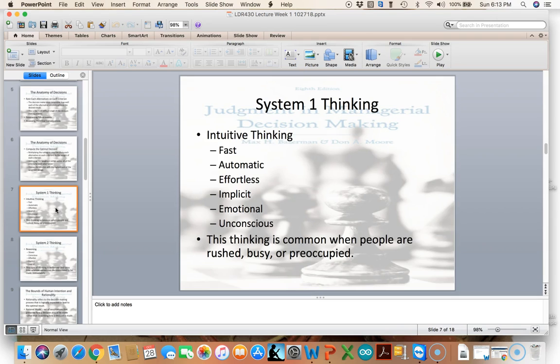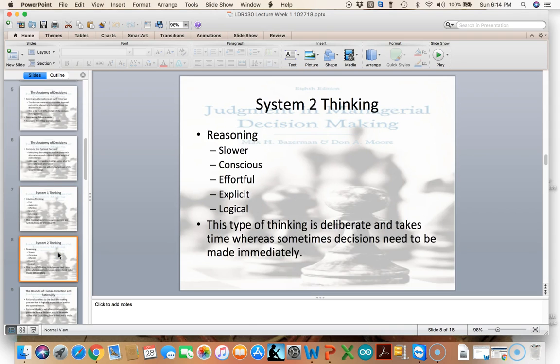Now, in the book, it talks about System 1 and System 2 thinking. System 1 thinking is intuitive thinking, and it's fast, automatic, effortless, implicit, emotional, and unconscious. This thinking is common when people are rushed, busy, or preoccupied, mostly if we have to come up with solutions that have to be implemented quickly. This is the type of thinking that we'll employ.